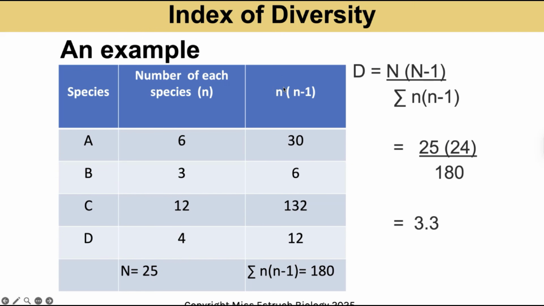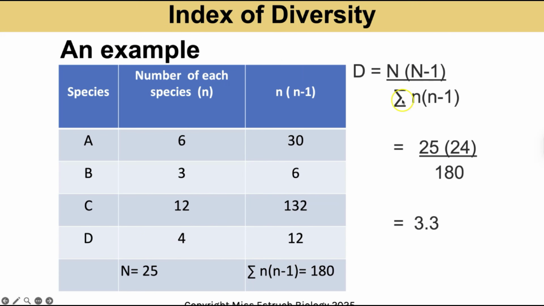Lowercase n is the population size of each species. And we have to do n times n minus 1, and then it's the sum of that for every species. So n is 6, so we need to do 6 times 6 minus 1, which is 5. 6 times 5 is 30. Then for this one, 3 times 3 minus 1, so 3 times 2 is 6. 12 times 11, 132. 4 times 3 is 12.